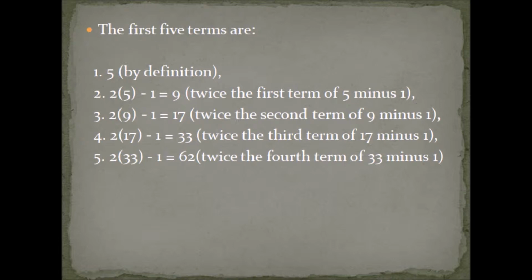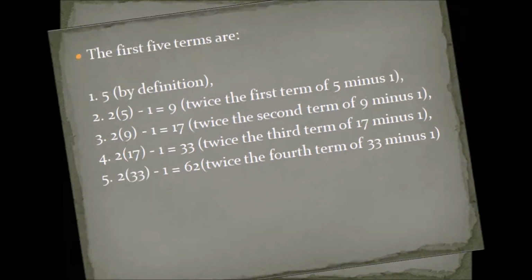Number 2, 2 times 5 minus 1 equals 9, twice the first term of 5 minus 1. Number 3, 2 times 9 minus 1 equals 17, twice the second term of 9 minus 1. Number 4, 2 times 17 minus 1 equals 33, twice the third term of 17 minus 1. Number 5, 2 times 33 minus 1 equals 62, twice the fourth term of 33 minus 1.